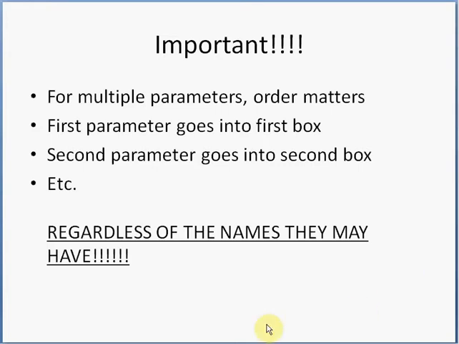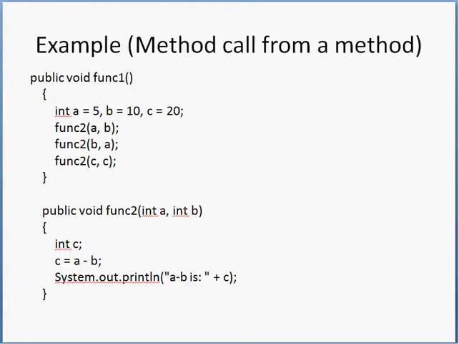Okay, what I want to show you is an example of running a method where it has multiple parameters. So we've got to make sure that you pay attention to what order you put in the parameters. Here's what we're going to do. I have two methods here. First is called func1, the second is called func2. And we're actually going to note that func2 gets called from func1.